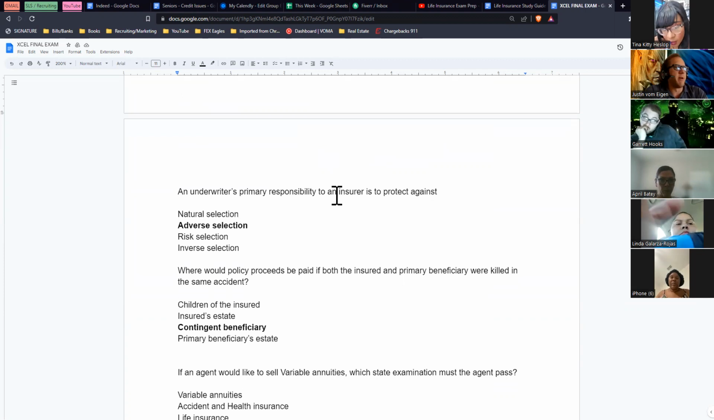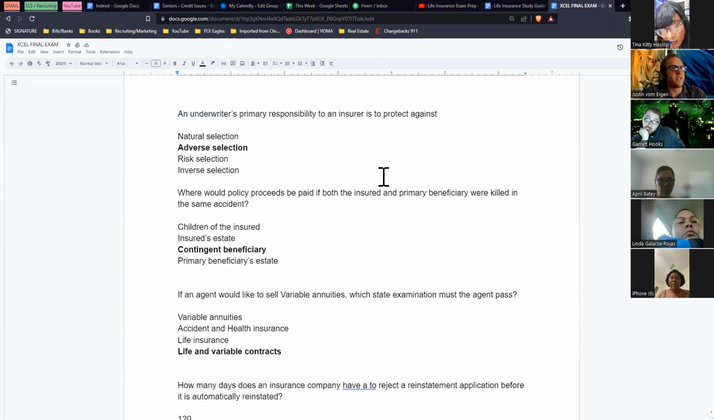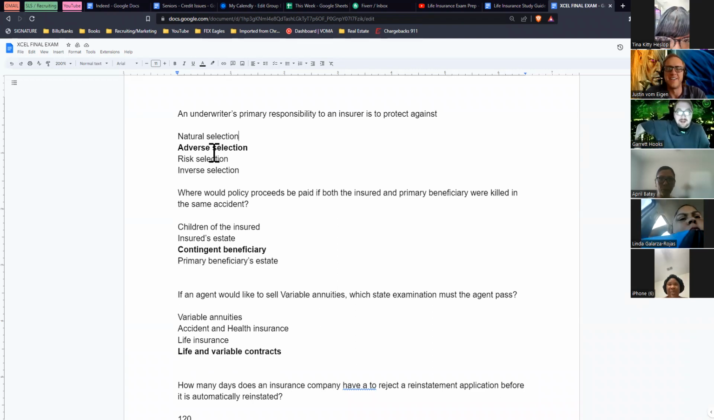An underwriter's primary responsibility to an insurer is to protect against natural selection. No, yeah. I can see how maybe people get confused on that though. Imagine they had an insurance policy to weed out, maybe, I don't know, adverse selection. It's adverse selection, okay?